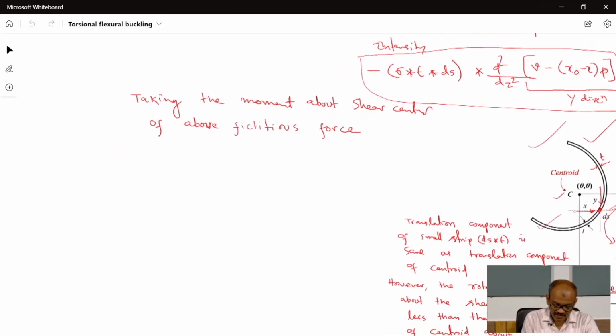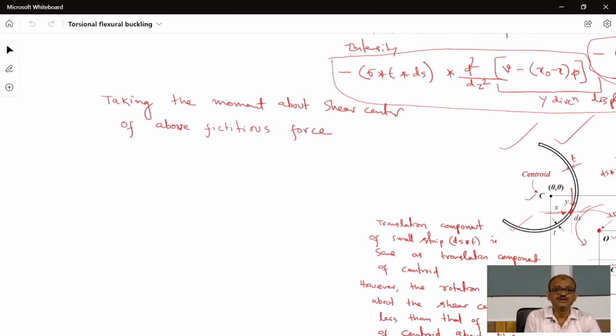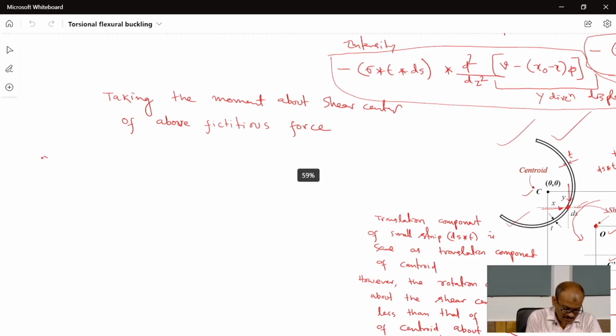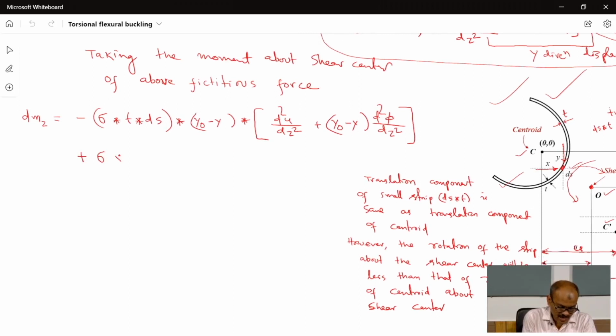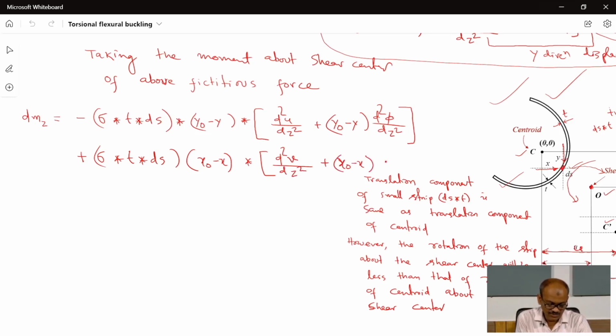taking the moment about shear center of the above fictitious force for unit length in the longitudinal direction, that becomes dmz, that becomes minus sigma t into ds multiplied by (y naught minus y), and this multiplied by (d square u by dz square plus (y naught minus y) into d square phi by dz square), plus sigma t into ds multiplied by (x naught minus x) into d square v by dz square plus (x naught minus x) into d square phi by dz square.